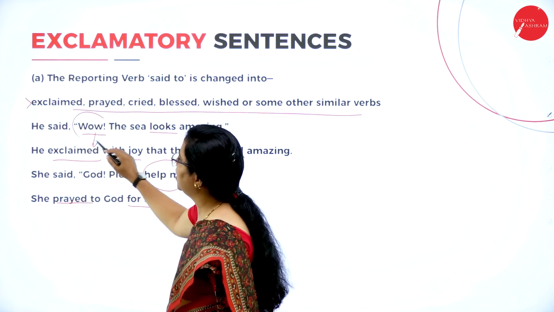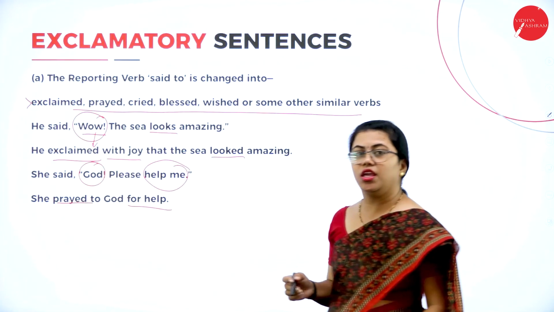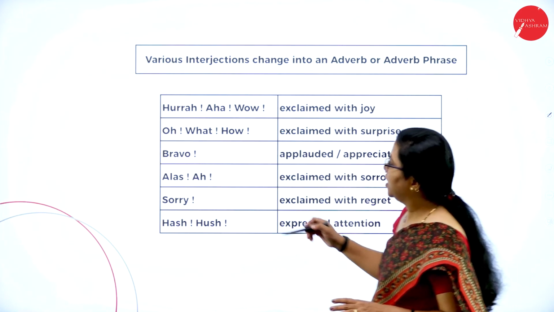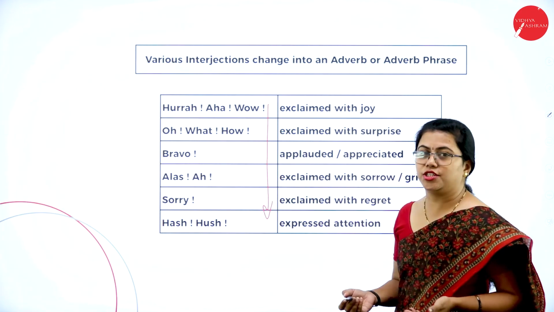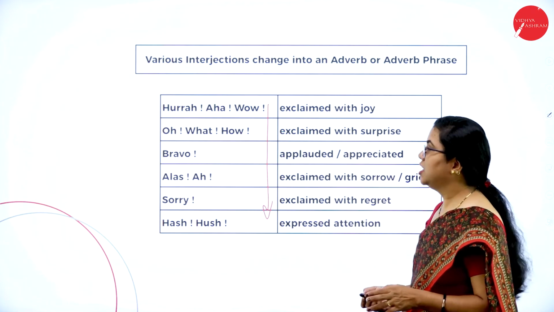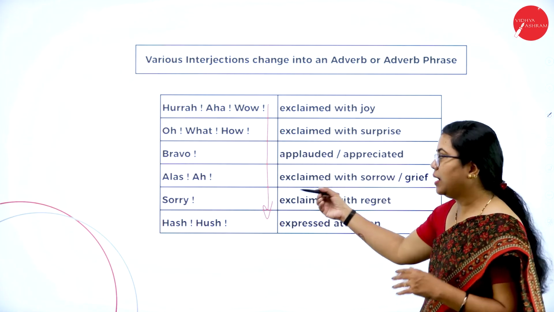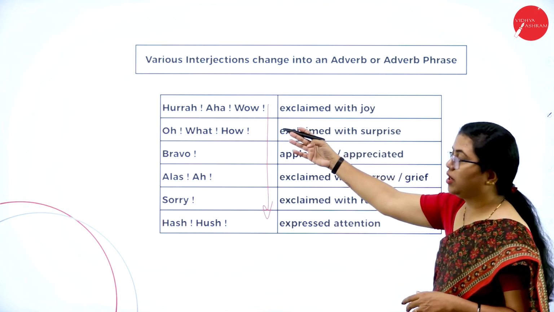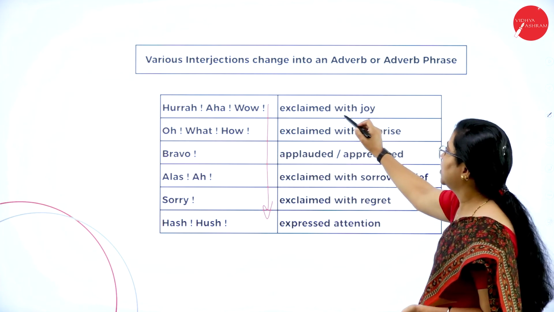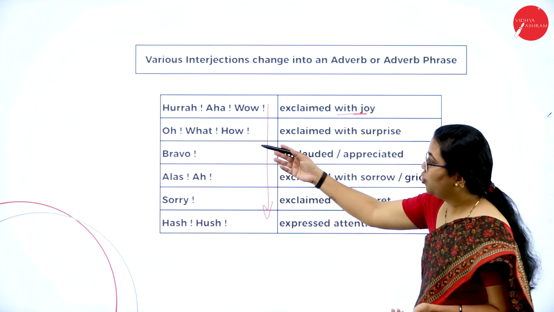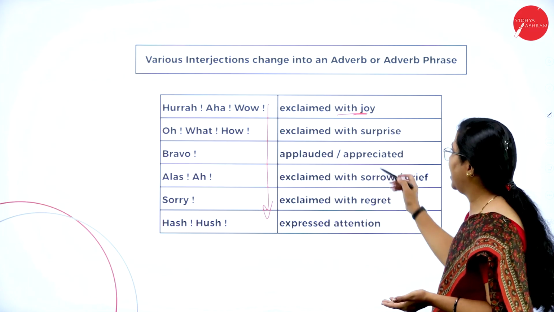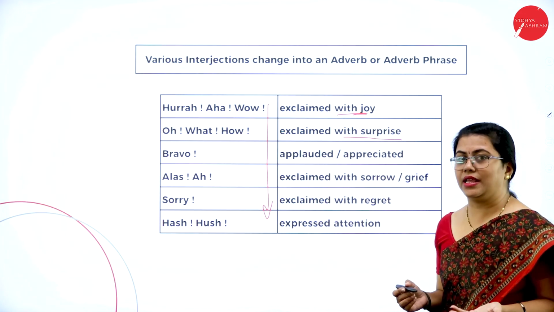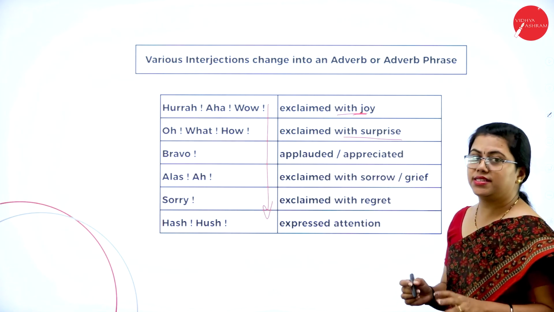So you can see over here, these are the interjections that we used in this sentence. So how do you change those interjections? Here you can see these are the possible interjections that will be there in a sentence. I'm just giving you examples. Something related to this, you can use these words only. So this hurrah, aha, wow, all these, that is something done with joy. Then oh, what, how, all these are actually with surprise. What a surprise. Oh, you got it. So this is all done with surprise.